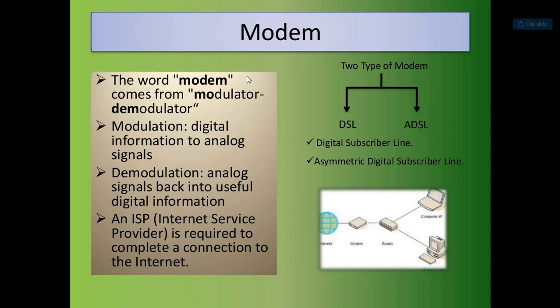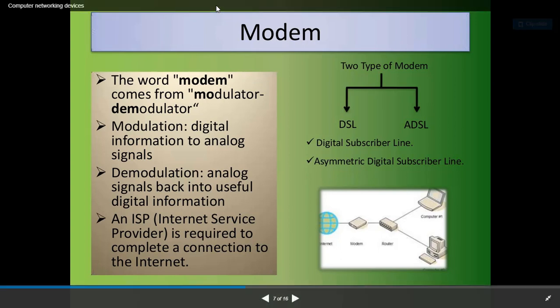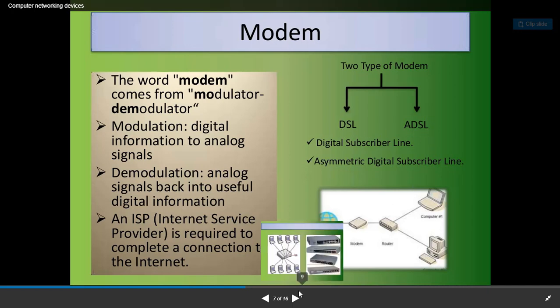An ISP or internet service provider is required to complete a connection to the internet. Okay, this is the additional information. Digital subscriber line, asymmetric digital subscriber line. So this is the full form of DSL and ADSL.